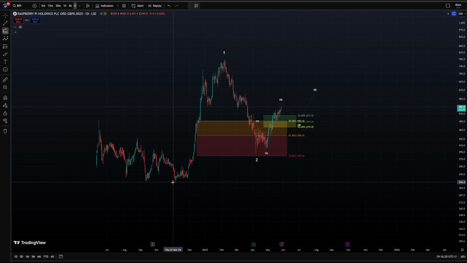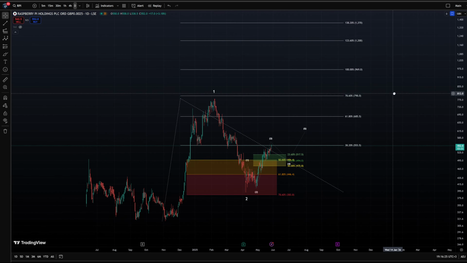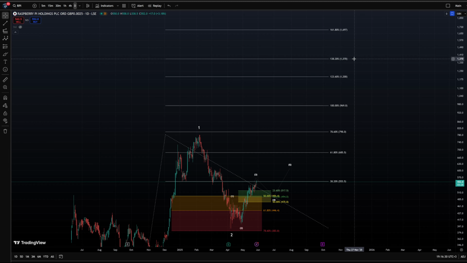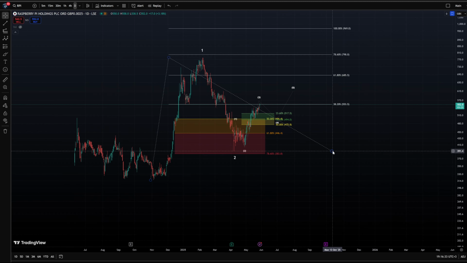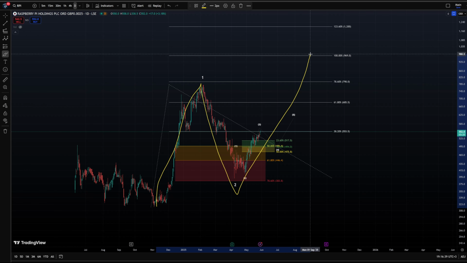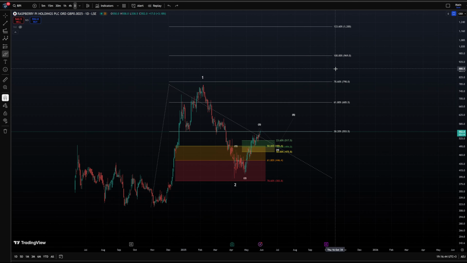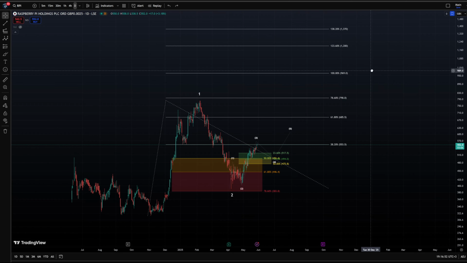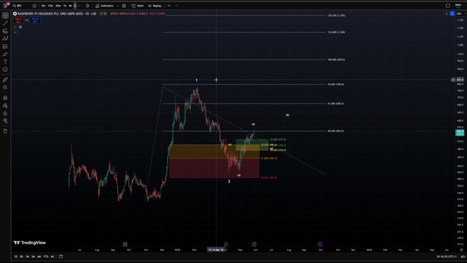If the count is correct, we can expect this move to take the price up to even $1,300, above $1,300, and even if this ends up being just an ABC, a move in 3 waves, it could still reach $1,000, even more easily. I wouldn't concern myself with that too much. We are still at just above $500. That's nearly 100% from where we are now. But this is the trade setup.